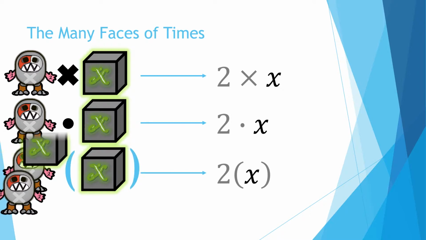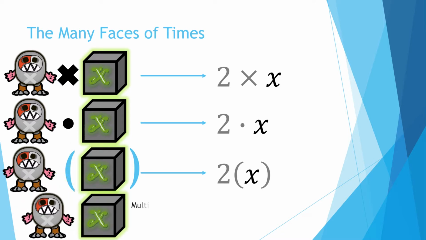And sometimes, this is the one we use most, it's called juxtaposition. Can you say that? Juxtaposition. And it's if there's a 2 and an x right next to each other, but there's no times symbol or dot or parentheses, then you can assume that that's 2 times x. Does that make sense? Juxtaposition. Does that make sense, Griffin? Yes.